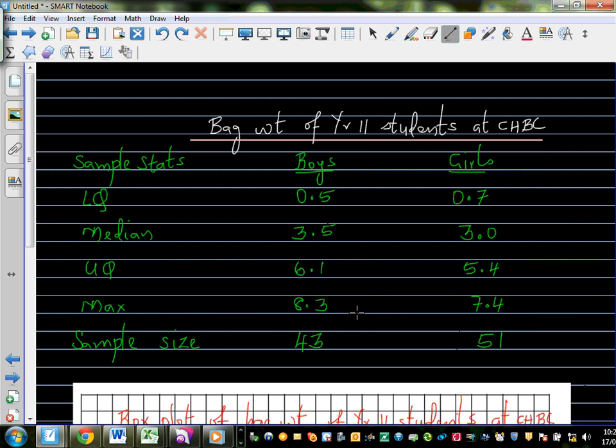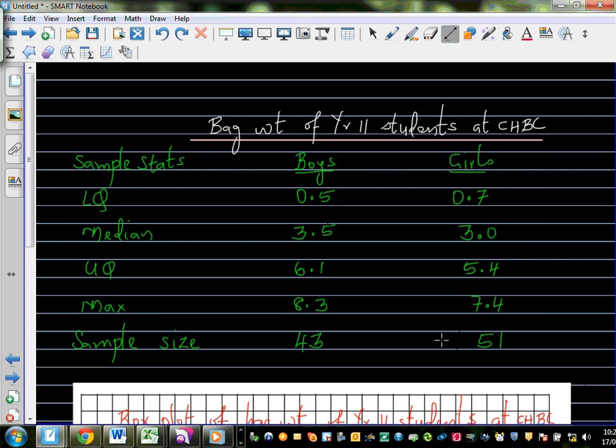Now, from this statistics, we want to make an inference or decision whether the population of year 11 boys' bag weight is greater than or less than the population of the girls in year 11 at CHBC. So basically we've got two populations, the population of boys in year 11 at CHBC and the population of girls in year 11 at CHBC, and we have taken a sample of 43 and 51.